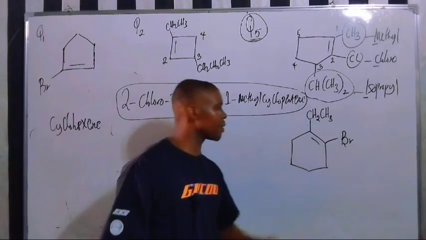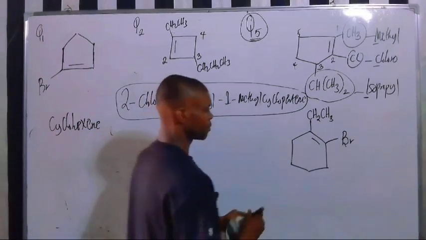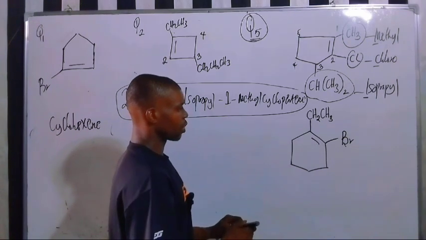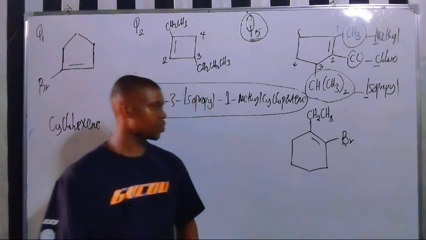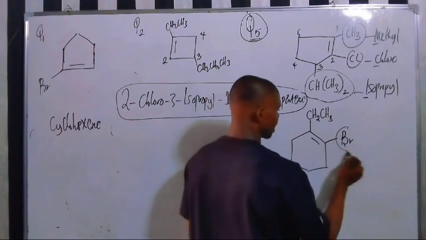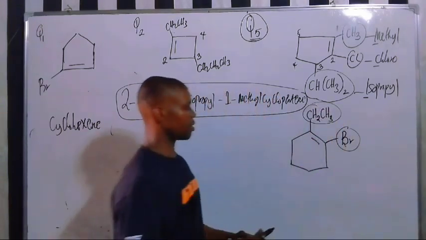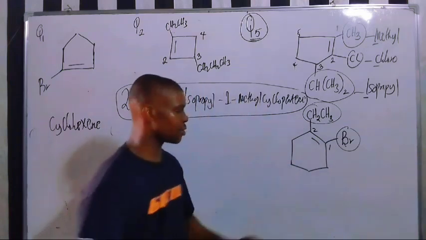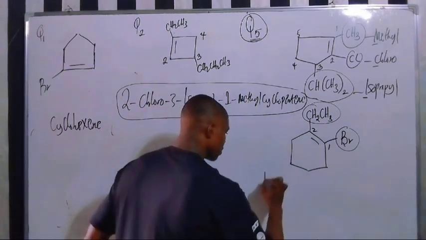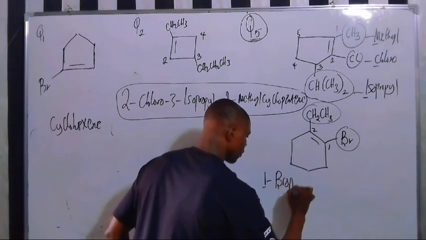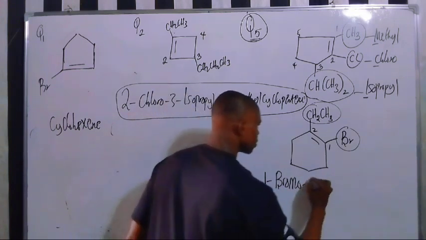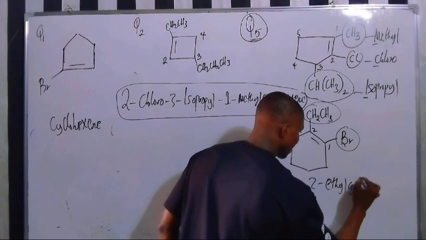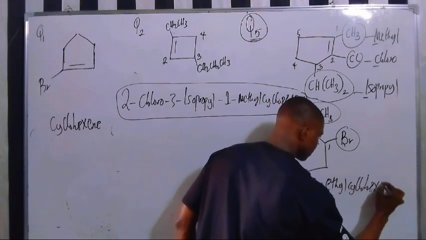So what will be the name of this compound here? Of course, you can go ahead and name this one. Here is Br, here is ethyl. So you're going to be my 1, 2. Can you see that? So it's going to be 1 bromo, here we have 2 ethyl, then cyclohexene.